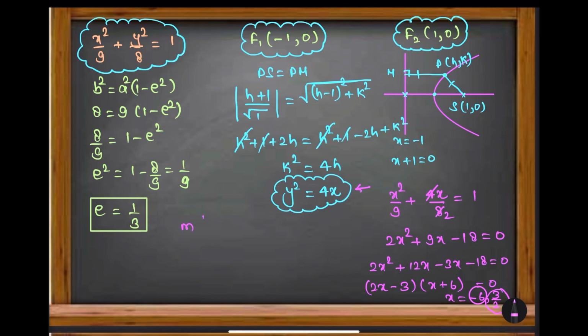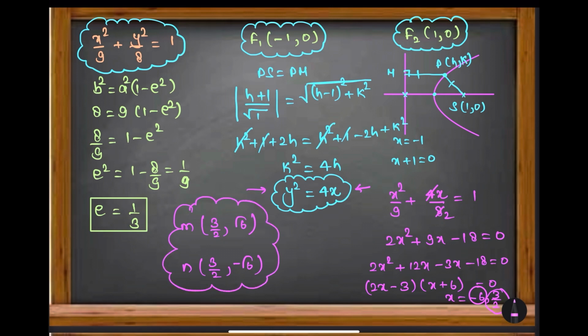So M will have 3 by 2, N will have 3 by 2 as the x coordinate. Now we have to find out the y coordinate. Okay, so it is a common point, so substitute x in this equation. So it will become 6. Okay, so 4 2 2 2 gone, so 6. So it is plus root 6 and minus root 6. So we got our points M and N. I hope till this part you guys are comfortable.